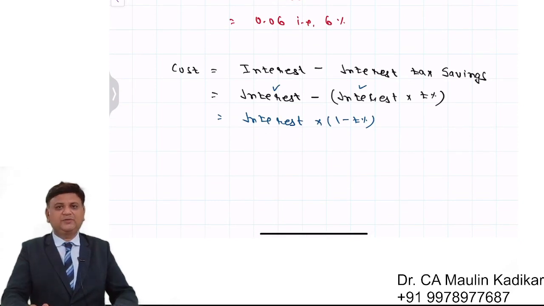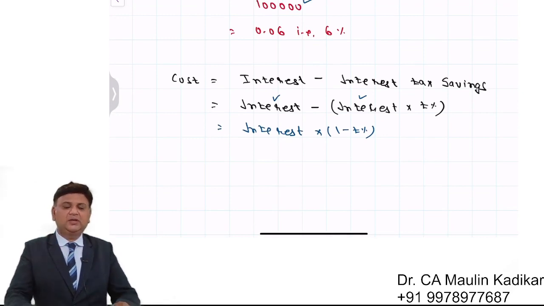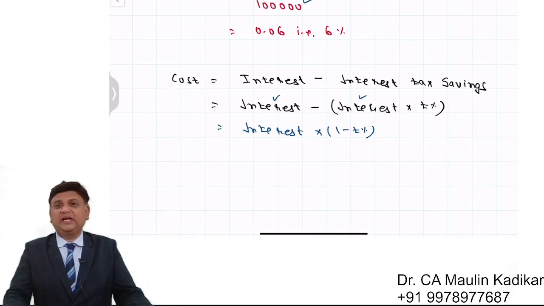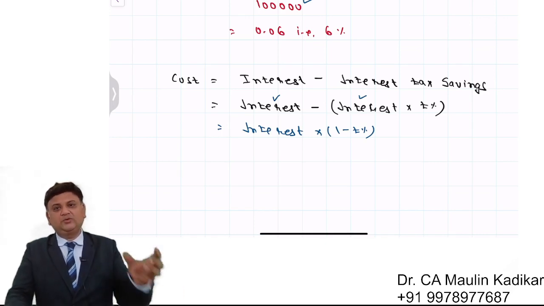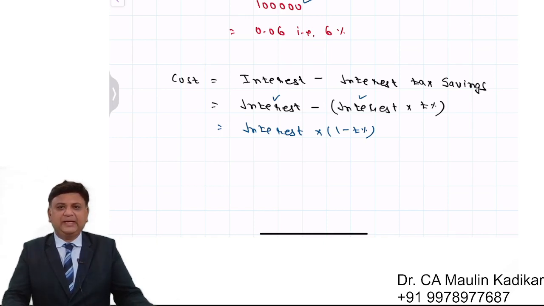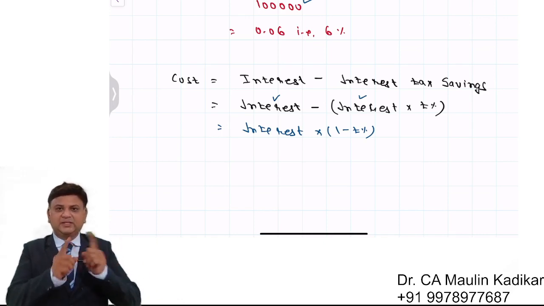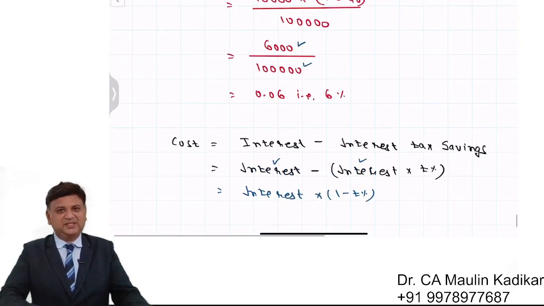The explanation of the cost is interest minus interest tax saving. Why minus interest tax saving? Because interest tax saving is an advantage that you have due to payment of the interest, and to that extent your cost will reduce. Interest minus interest into tax rate, interest is taken common. So in bracket I am writing 1 minus tax rate.